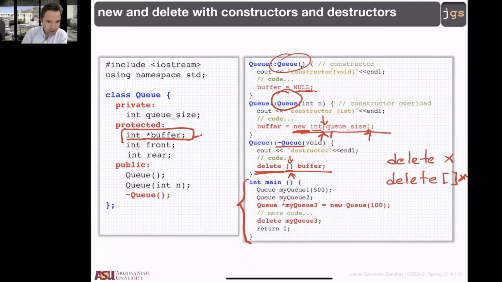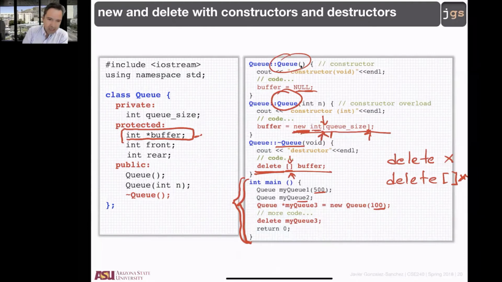Okay, so according to this, new and delete for the buffer, new and delete for my array of integers, whatever, I don't care. How many objects do I have in this main here in total? How many times is the constructor going to be executed? Three. Can you agree with me? Two times the constructor with parameter, one time the constructor without parameter.